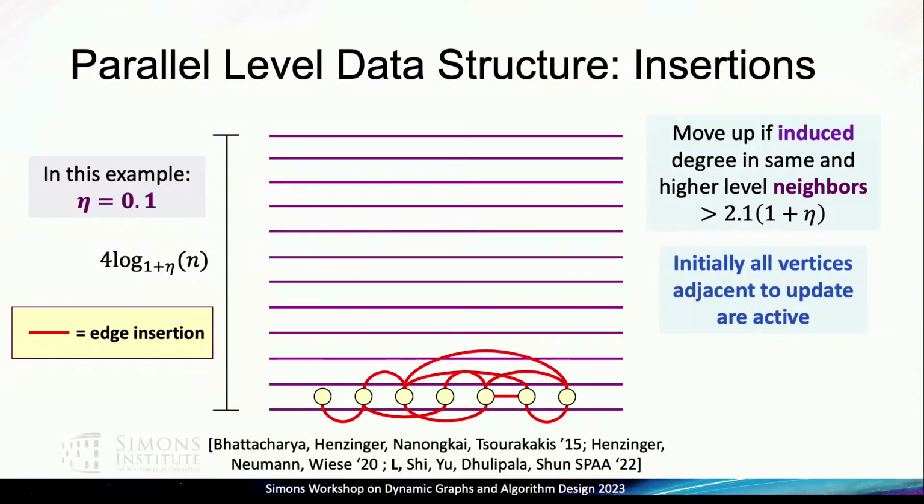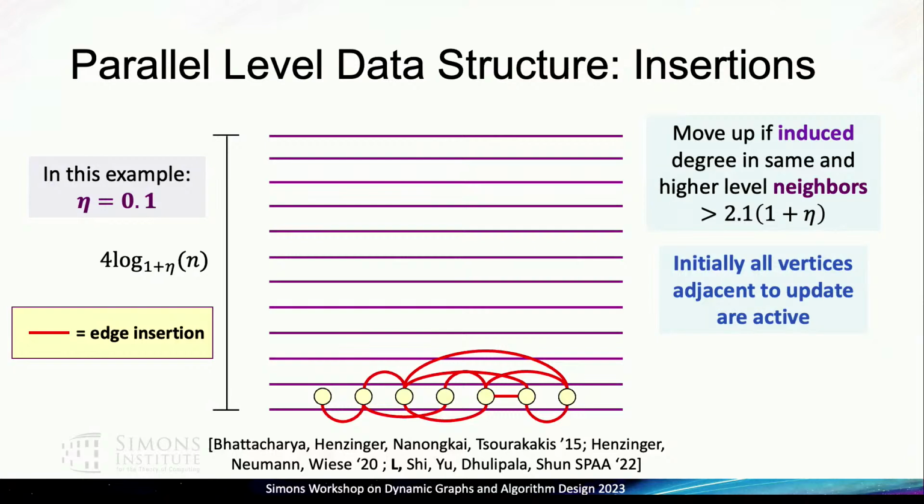For this structure, it's a level data structure because you're partitioning the vertices across levels of the structure. Specifically, you have log n levels, and the vertices are moved up and down the levels according to some rules. I'll be talking about insertions in this presentation. We also have a more complex procedure for deletions that you'll hear from Julian later on this week. But for insertions, you can also model this as kind of a peeling algorithm, if you're familiar with that literature.